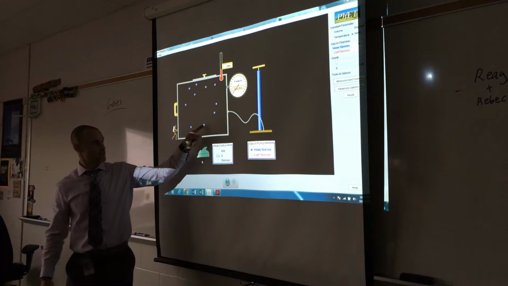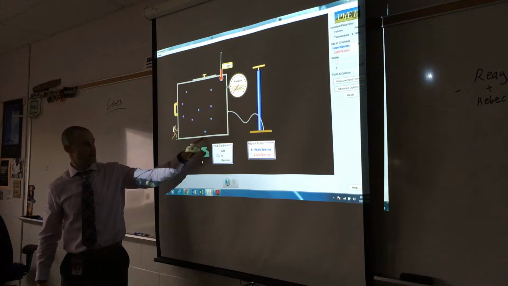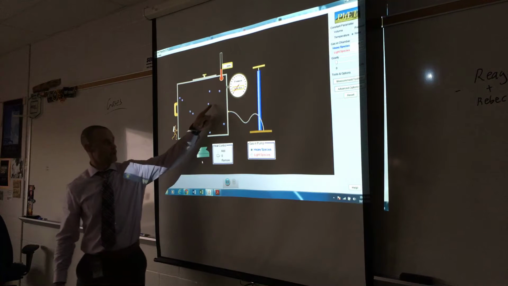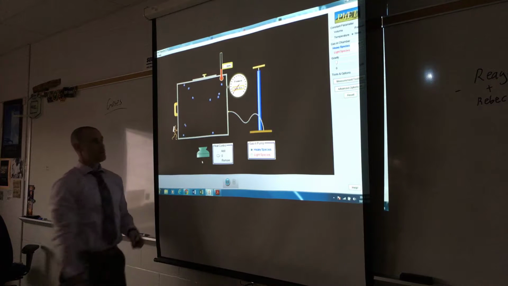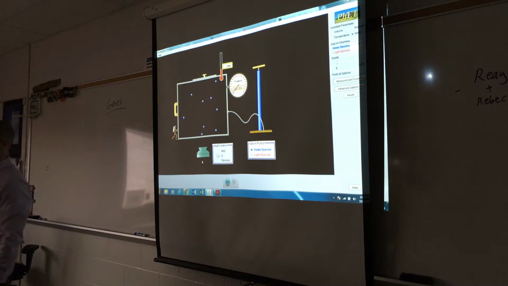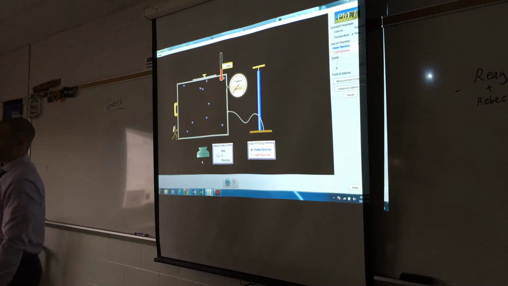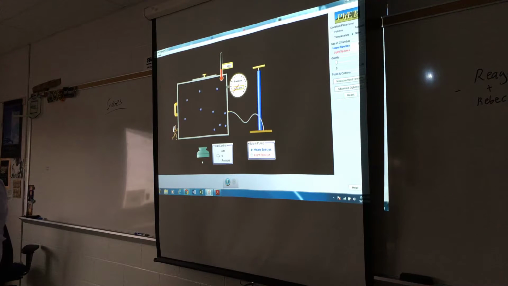Look at this one. It hits, it collides, and it changes direction. How are they moving? How does this one go from here to here? Is it curving? How are they moving? Straight lines. First thing I want you to write down: gas particles only move in straight lines. No curveballs here. Okay? No curveballs.